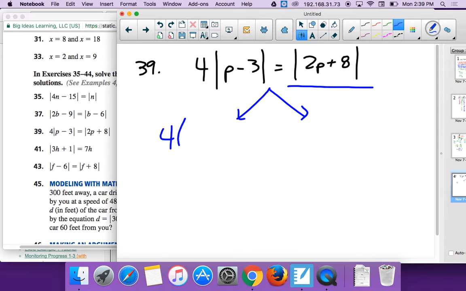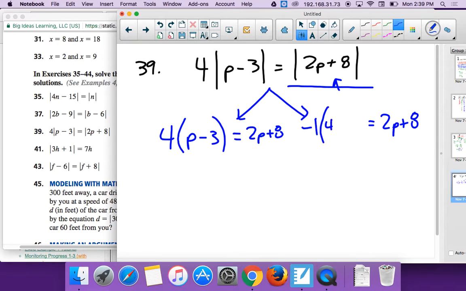These become distributive property type problems. 4 times p minus 3, those parentheses, equals 2p plus 8. There's your original. Now write the same thing, only negative. Again, we're talking about this one right here. So that's the original. That doesn't change, but the other side does. So this negative 4 out front, the whole thing gets multiplied by negative 1. So it's negative 1 multiplied by 4, and it's p minus 3.